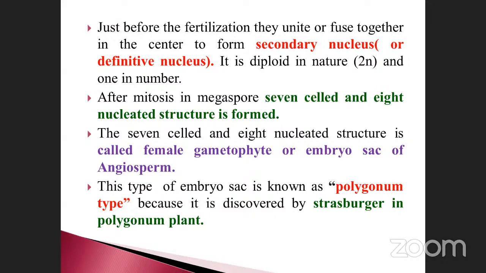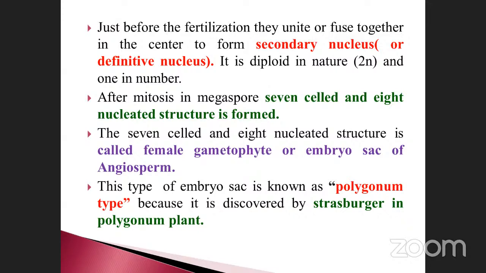Okay, see that after mitosis in the megaspore, a 7-celled and 8-nucleated structure is formed. This is very, very important. The mature megaspore contains a 7-celled and 8-nucleated structure. The 7-celled and 8-nucleated structure is called the female gametophyte or embryo sac of the angiosperm. This is the very important mature female gametophyte. It contains 8 nuclei and 7 cells. They may ask questions.